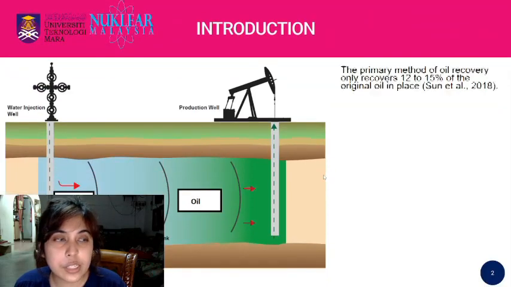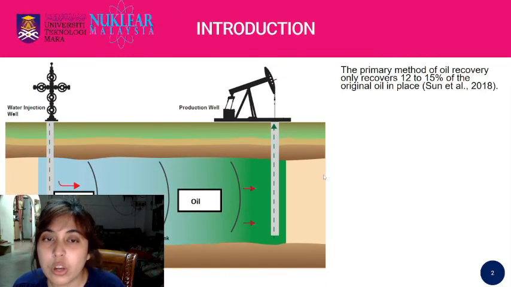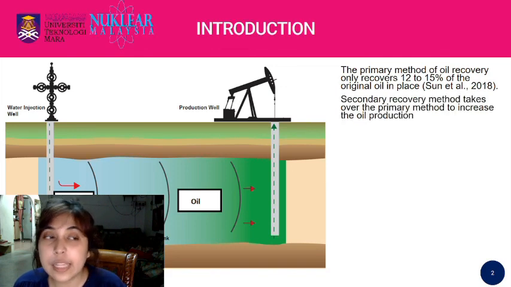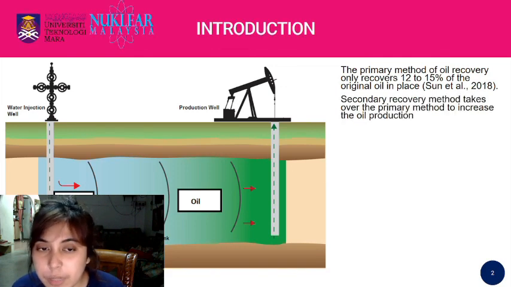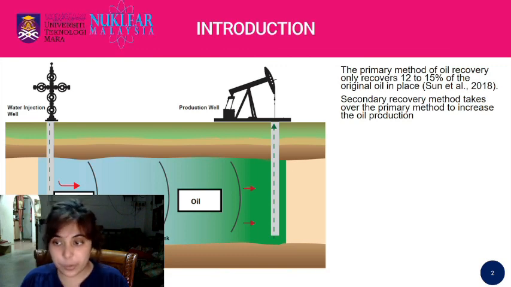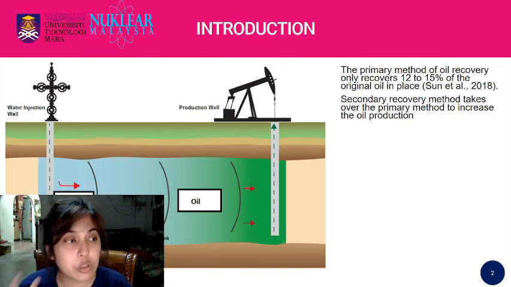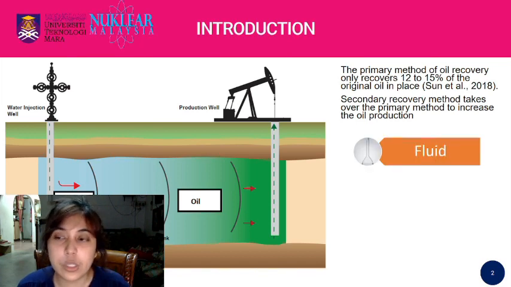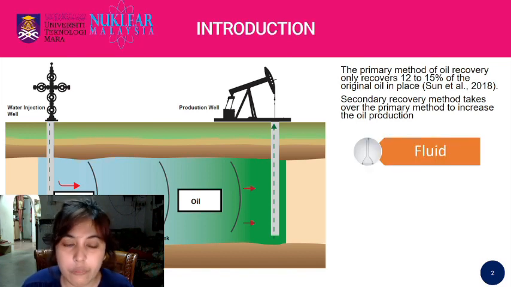In the introduction, the primary method of oil recovery only recovers 12 to 50% of the original oil in place. Then the secondary recovery method takes place over the primary method to increase oil production. The secondary recovery method is very cheap, while the tertiary method is very expensive, even though it can produce a lot of oil recovery.